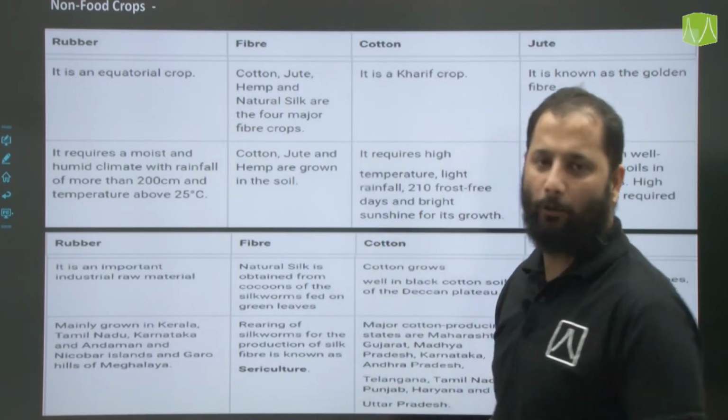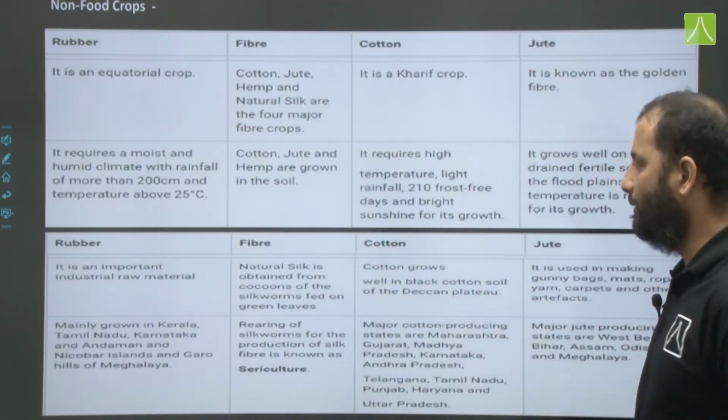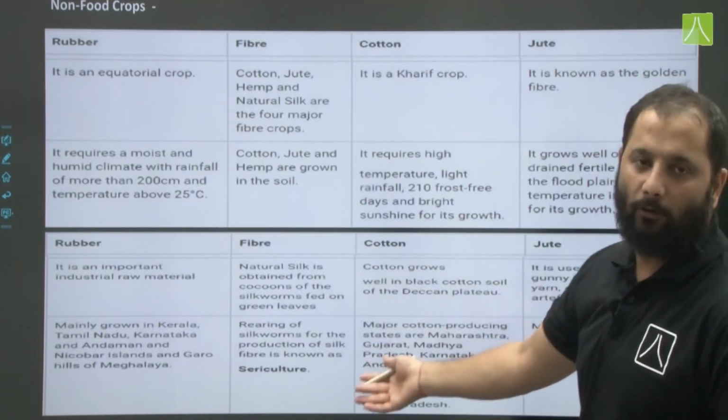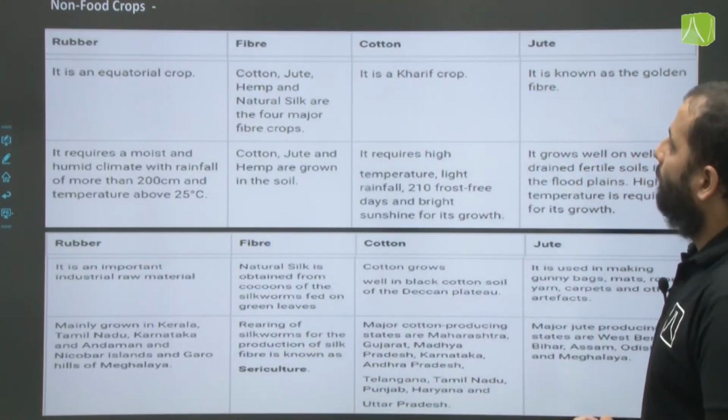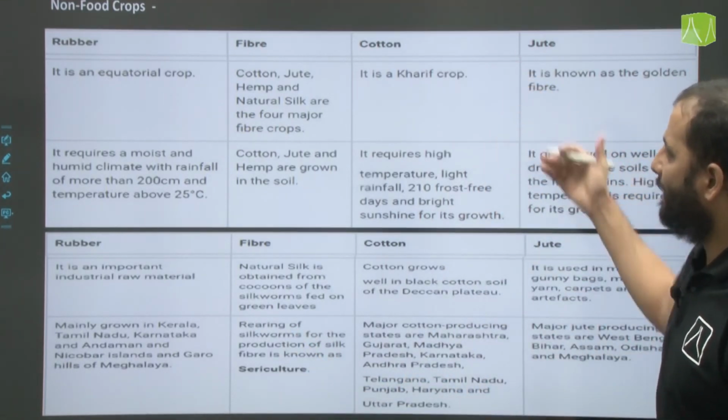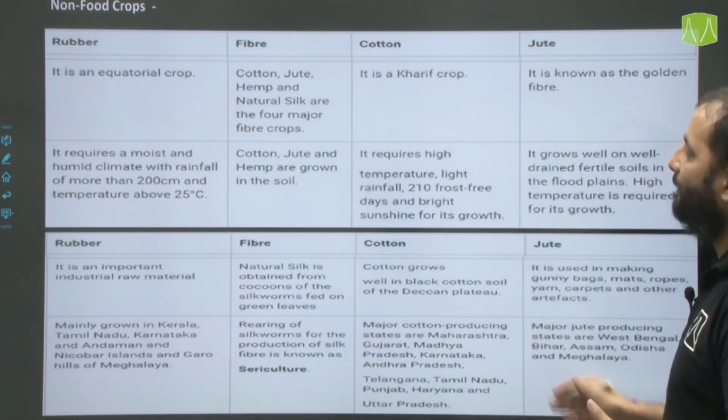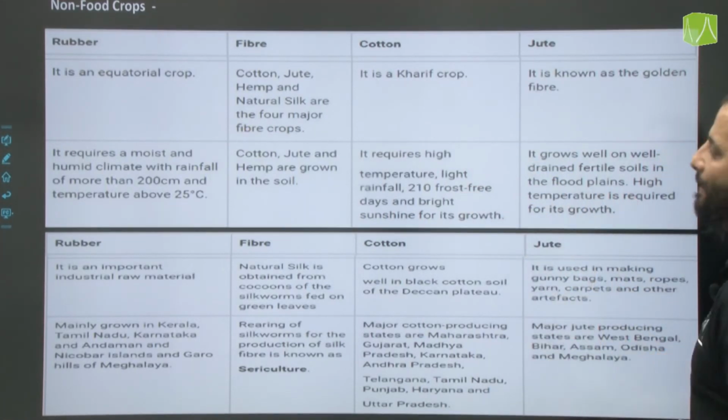Natural silk is again obtained from cocoons of silkworms, and rearing of silkworms is known as sericulture. Okay. Cotton is a kharif crop, requires high temperature, light rainfall, 210 frost-free days and bright sunshine for its growth.